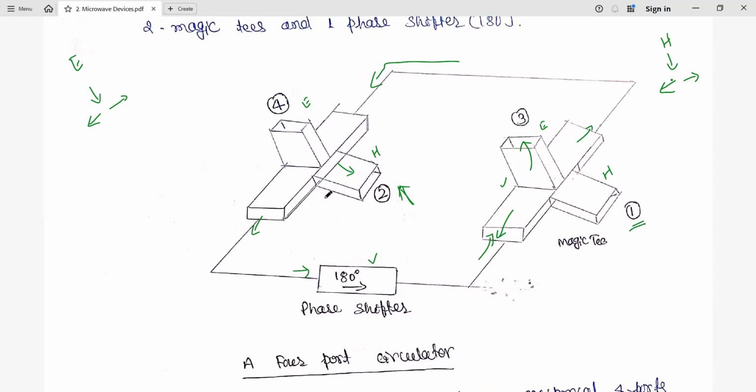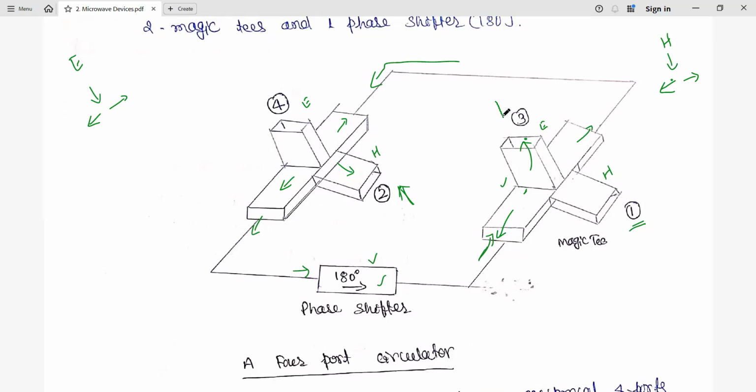It is given to the H plane T. So if you give the input to 2, it appears equally in magnitude and phase at both collinear arms, and the same signal comes through the phase shift of 180 degrees. Again, it comes to this collinear arm and has a phase shift of 180 degrees when it comes to the side arm of the E plane T. So the total phase shift is 360 degrees, and transmission takes place from 2 to 3. Like this, we can understand again how 3 to 4 occurs.